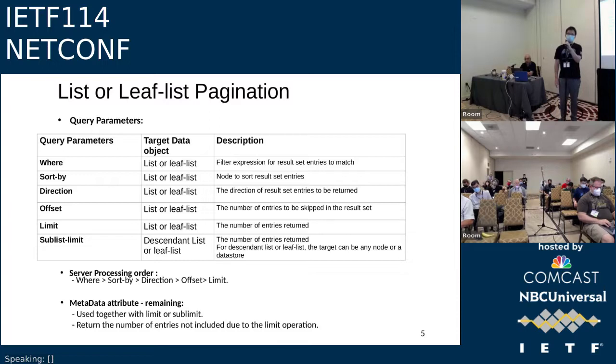We also introduce a metadata attribute, and we call it remaining. The idea is that this remaining parameter will be used together with the limit or sublist limit. When you do a query, you may need to know how many entries are left in the result set. So remaining will tell you this kind of information. Next.